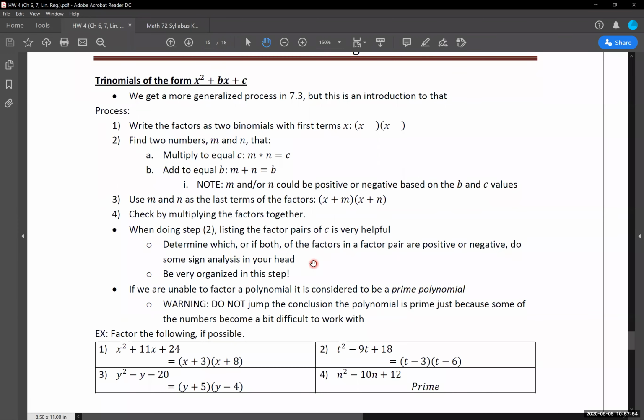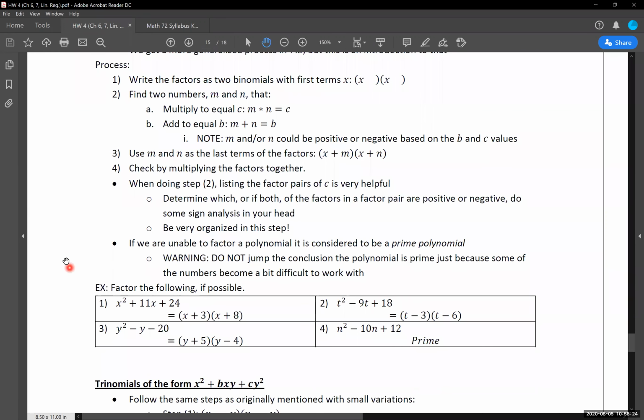At this point in time, we're going to go through and do some sign analysis to find that out in our heads, which again, we'll go through an example of. And sign analysis, I think, sounds a bit scarier at first than it actually ends up being in a lot of respects, if we organize our work. And again, be very organized in this step. If we use a little bit of organization at the front end, it can make the rest of this very, very, very easy. Okay.